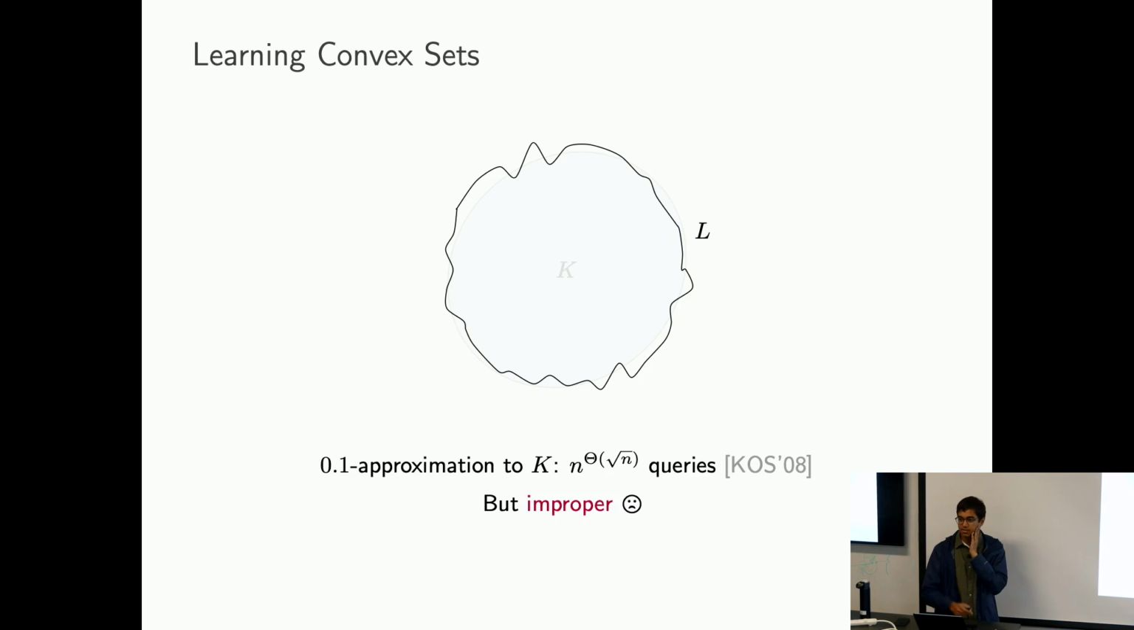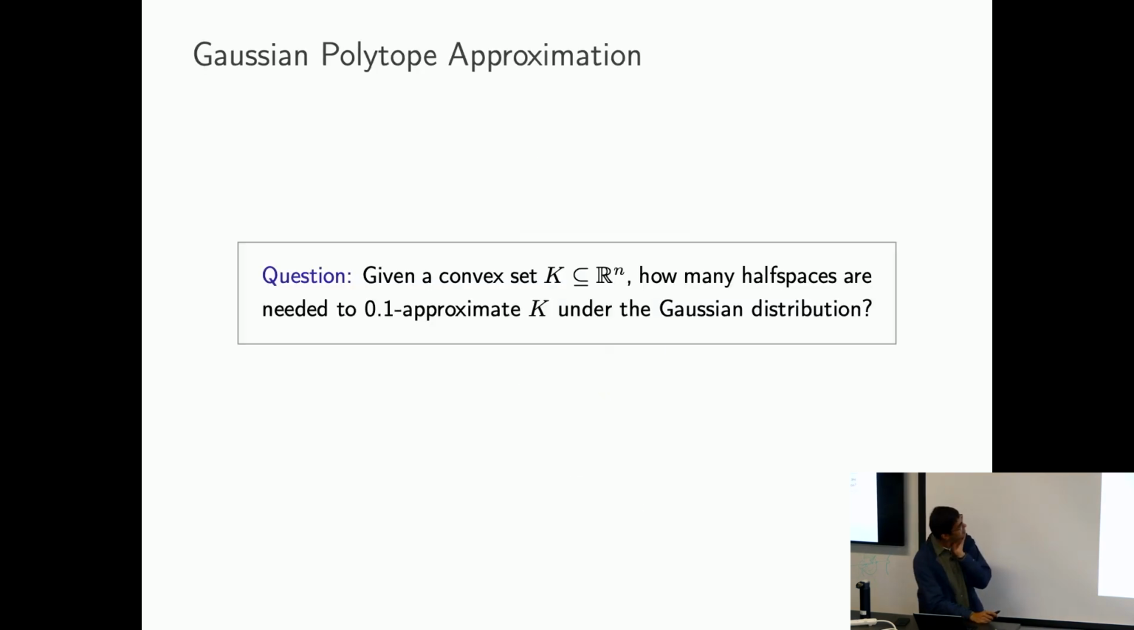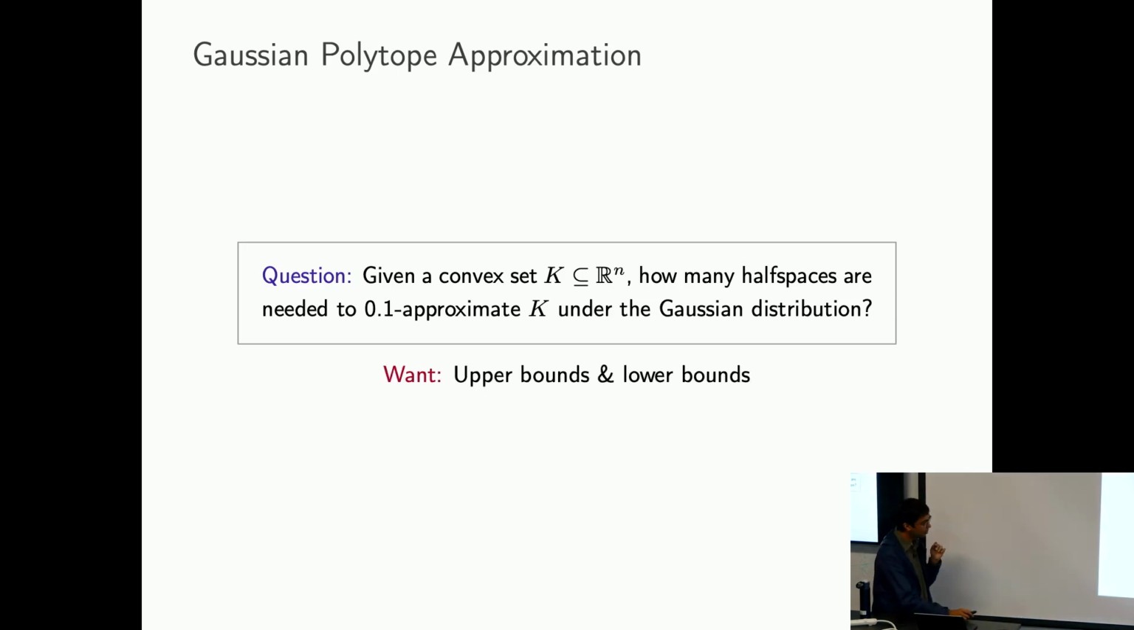So the goal is to build towards proper learning for convex sets, so learning convex sets using convex sets. And that's how we got started on this question of Gaussian polytope approximation, which is, again, how many half spaces do you need to approximate a convex set K under the Gaussian distribution? And like I said, we want upper and lower bounds. And I'm going to start by telling you the upper bound we prove.